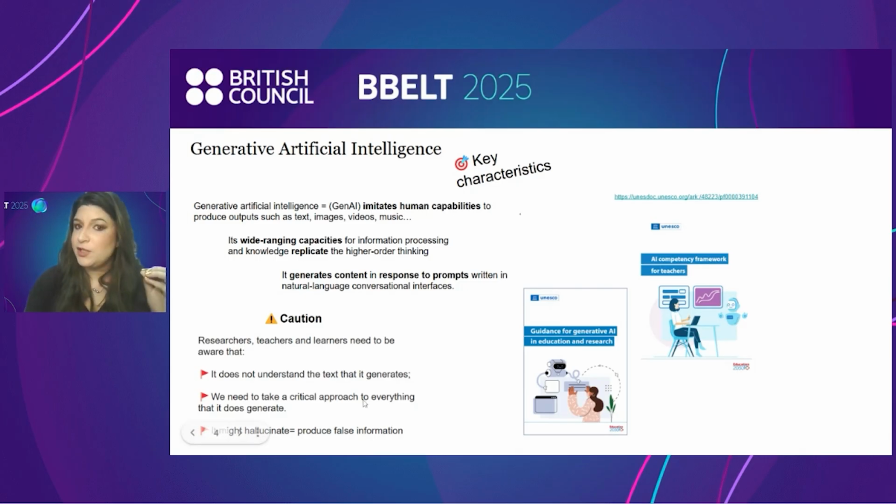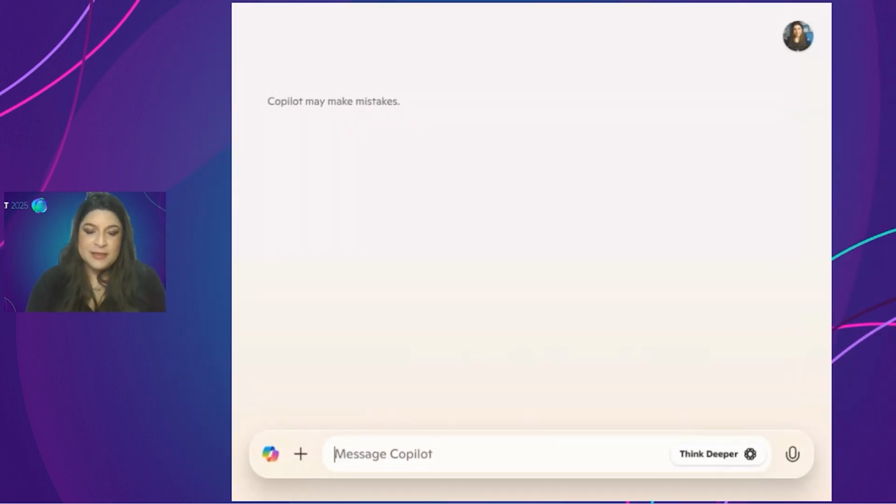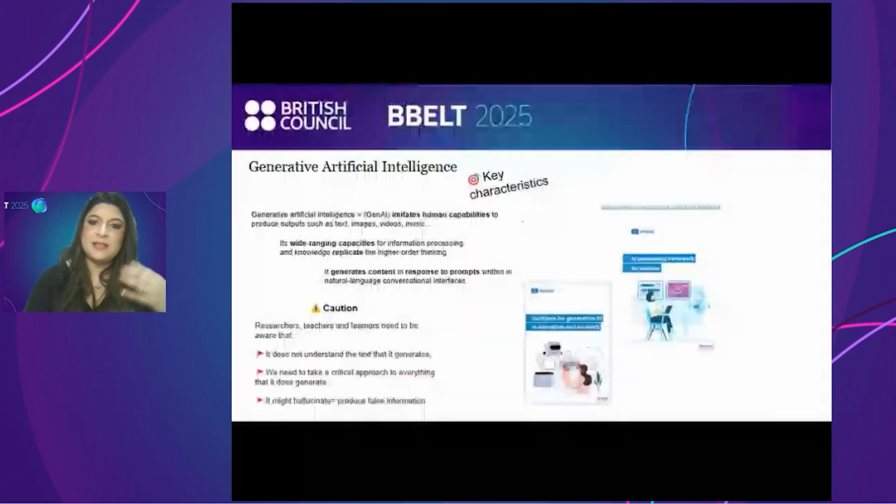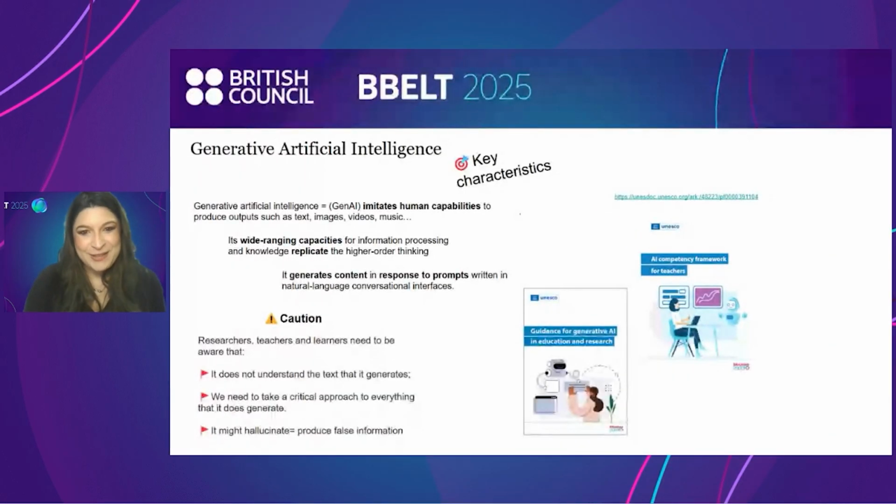Critical approach, because we need to double check things. And of course, beware, because it might produce false information. For instance, remember, I was showing you some examples. This is Copilot. And the first message here in Copilot, which is one of the available AI, says Copilot may make mistakes, and this goes throughout all the possibilities, ChatGPT and Gemini. It's very important to be aware.